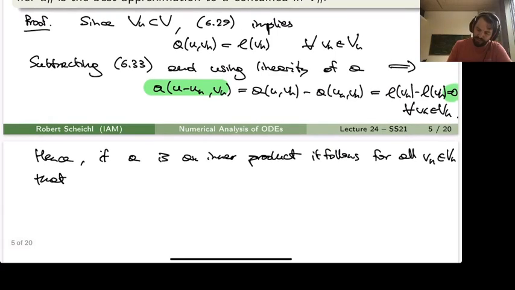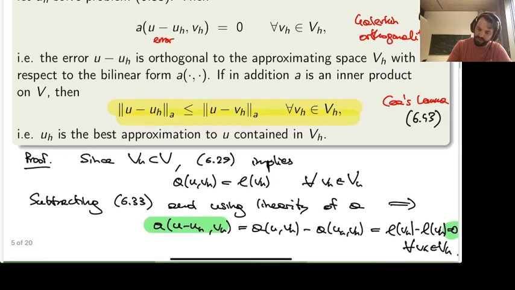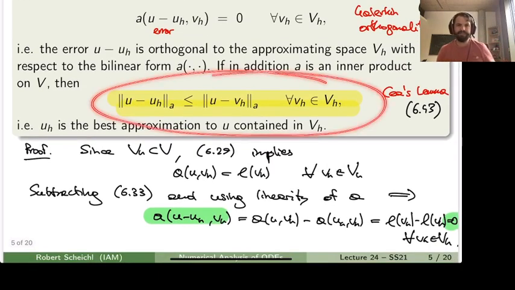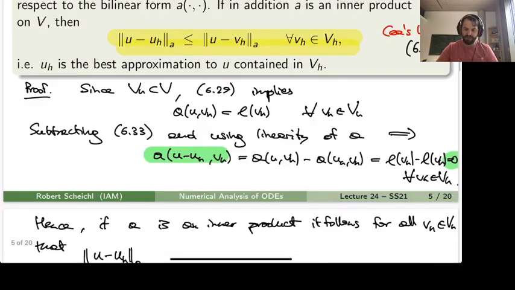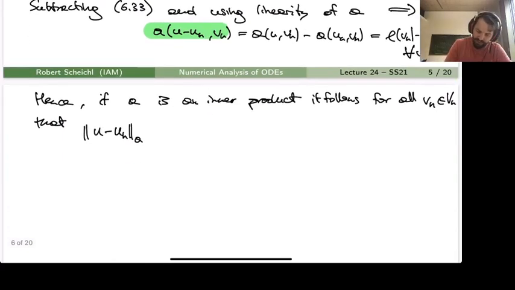So now we want to study the error. Let's start a little bit further to the left here. We want to study the error u minus u_h in the A norm. Remember, we want to show this result now: Céa's lemma. So we start with u minus u_h in the A norm and we square it for simplicity. Then by definition of the energy norm, that's nothing else than A(u minus u_h, u minus u_h).